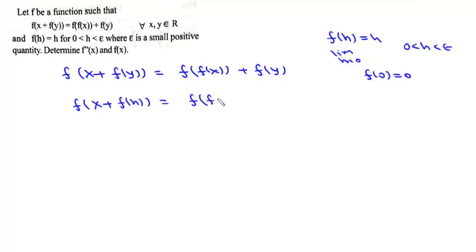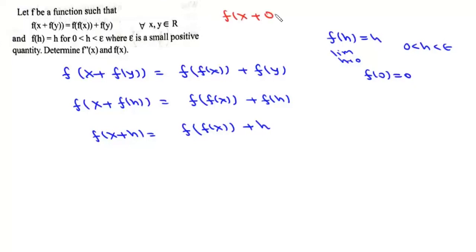Now if we put y as h, we can write f(x) plus f(h) will be equal to f of (f(x) plus f(h)). Now f(h) is simply h, so we can write f(x) plus h is equal to f of (f(x) plus h). Now in this, if we put y as 0, we can write f(x) plus f(0), which is 0, that is equal to f of (f(x) plus f(0)), which again is 0. So we can write f(x) as f of f(x). So this f of f(x) is actually f(x).